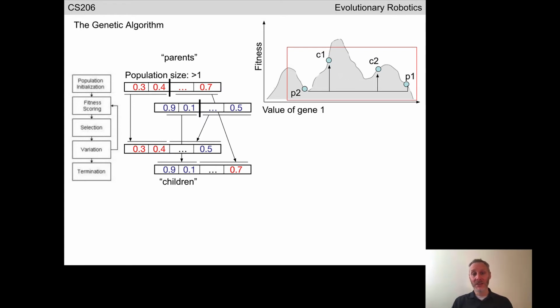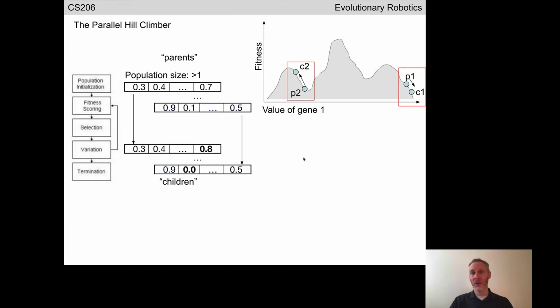Many students who have taken this course in the past have actually explored this issue in their final project. So you can evolve your simulated robot or robots to do something, and you can swap in or create a more powerful evolutionary algorithm, and you can test for yourself whether that more powerful evolutionary algorithm actually allows you to evolve better or faster or more agile or more adaptive robots than a simpler evolutionary algorithm like the genetic algorithm or the parallel hill climber.